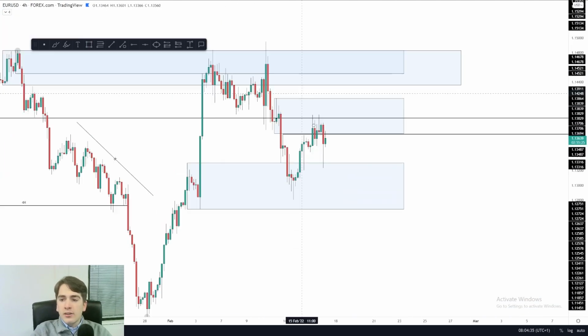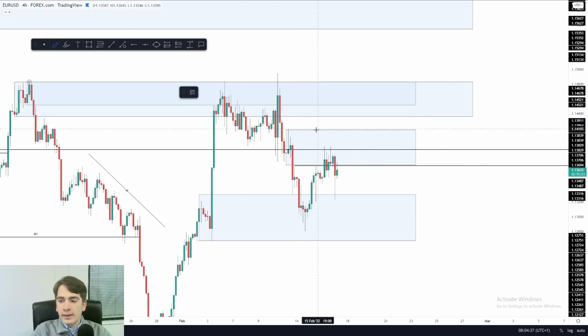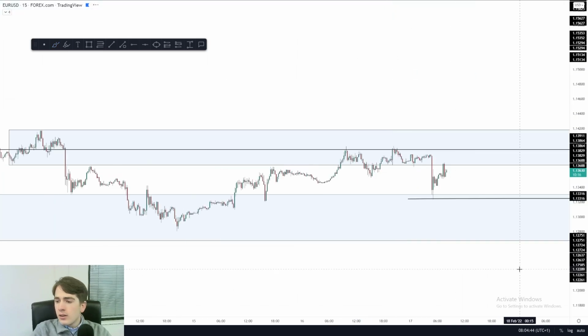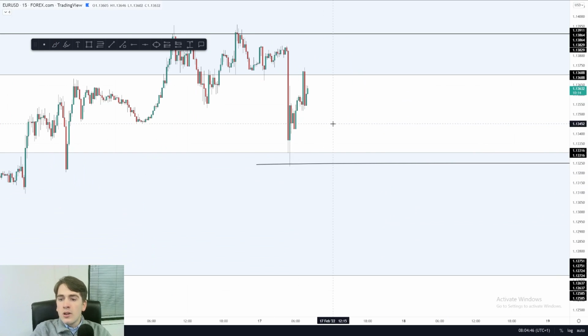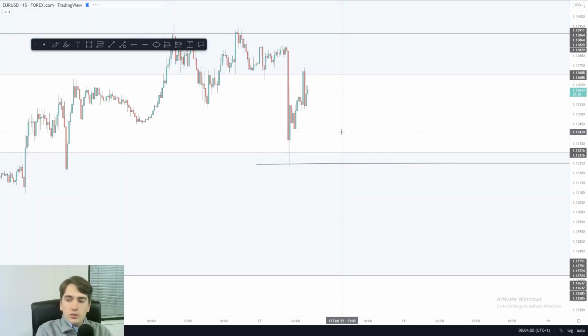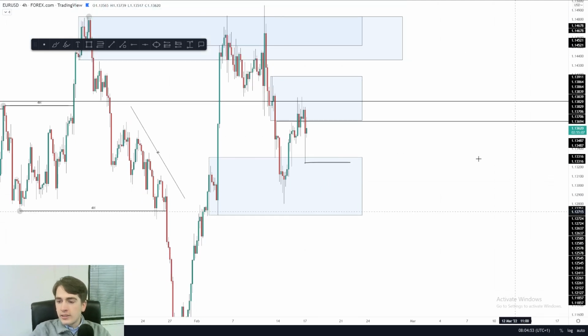we don't have any other fresh areas of supply, and it is likely that euro dollar will start pushing up higher. But if we are able to take out this low down below over here and create a new 15-minute lower low, then we will be looking to continue the bearish trend downwards. So that is that for euro dollar. Let's head over to pound dollar.